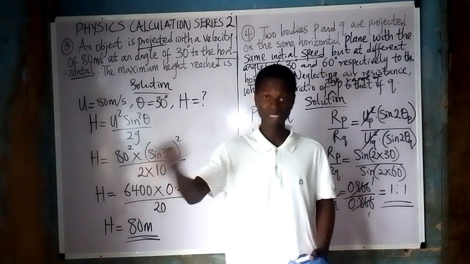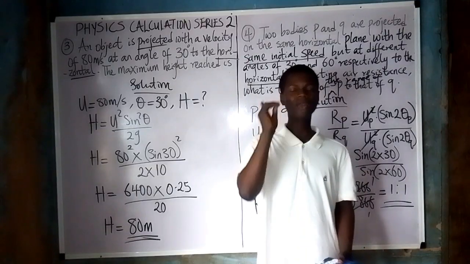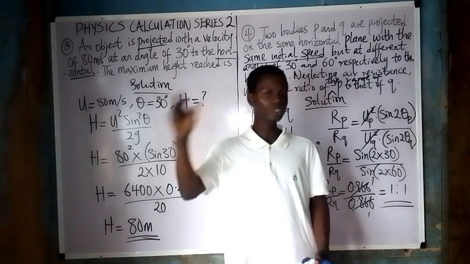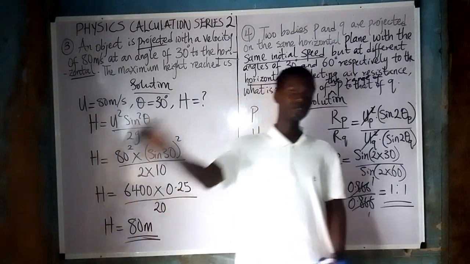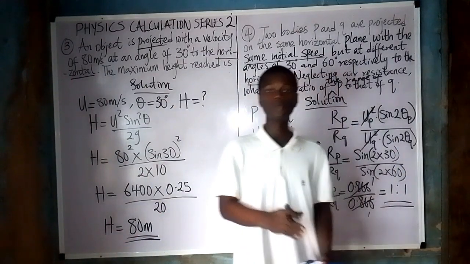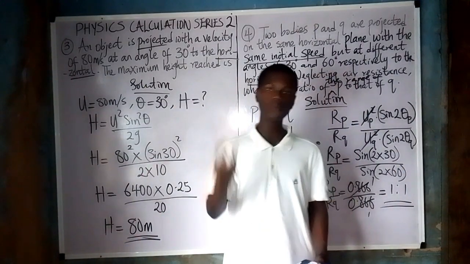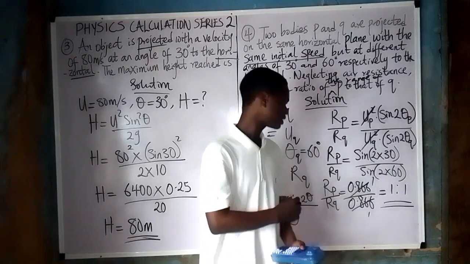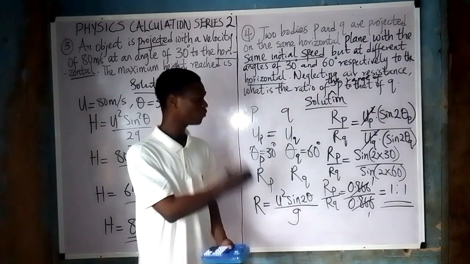That's how we see it in maths. Whenever the angles add up to 90 or are complementary, the ratio of the range covered by one body to that covered by the other body will be 1:1. That is to say, they will have the same range. I hope that is clear for this very question. You are free to go through it again.